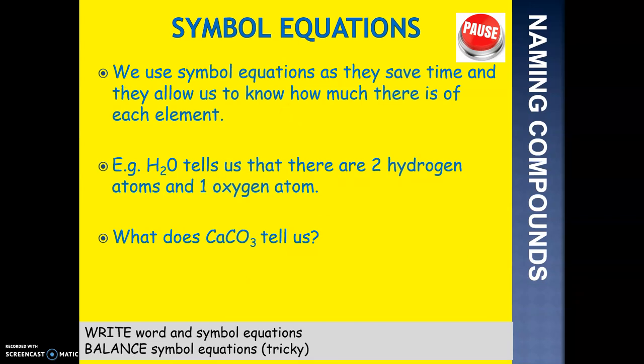So in the same format as the word equations, we use symbol equations as they save time and they allow us to know how much there is of each element. For example, H2O, there's 2 hydrogens and 1 oxygen, as we've already established. So pause the video, 30 seconds, tell me how many of each element are there. So what does CaCO3 tell us?